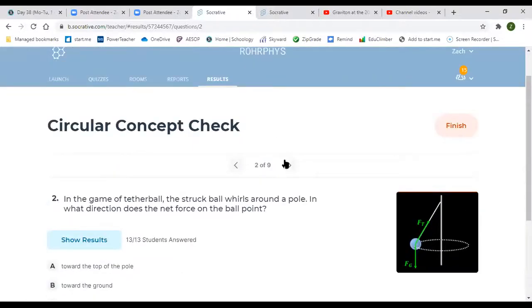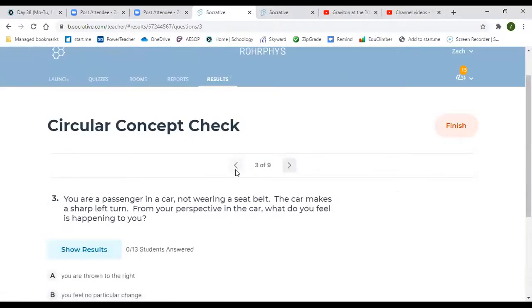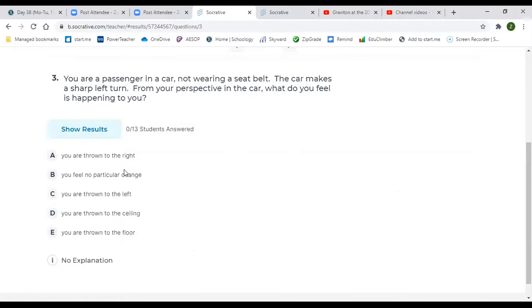All right, next question. You are a passenger in the car, and the car makes a sharp left turn. From your perspective, what do you feel is happening to you?